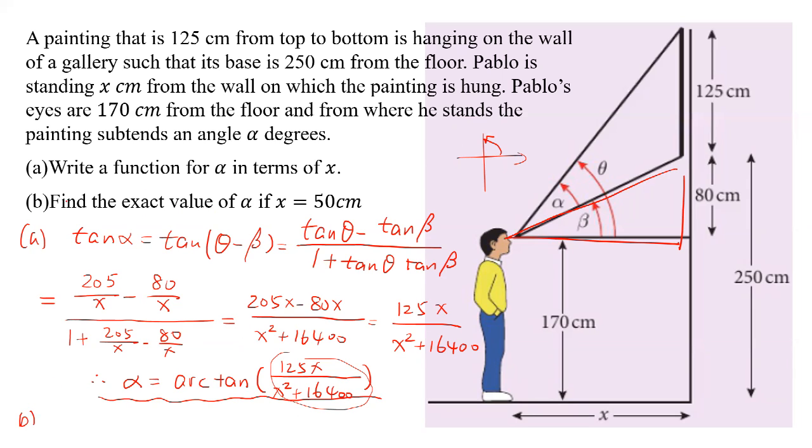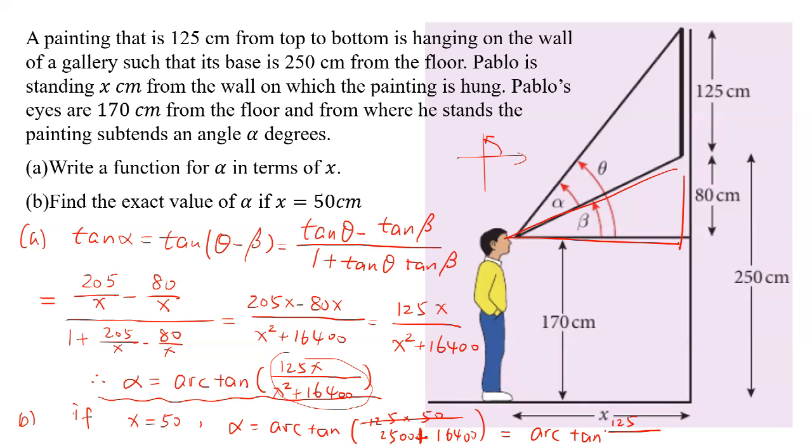Next, let's have a look at question B. Find the exact value of alpha if x is 50 centimeters. So we can just put x being 50 centimeters in this expression. If x is 50 centimeters, alpha is just arc tangent 125 times 50 over 2500 plus 16400, right?